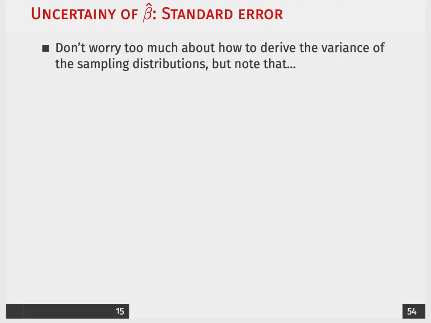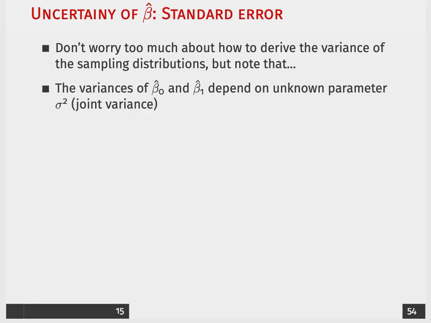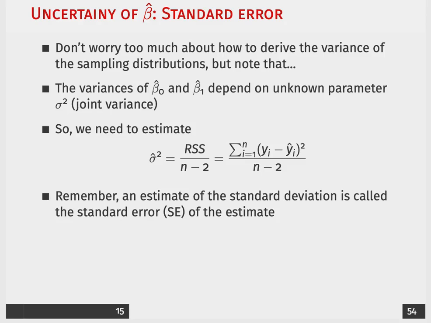I'm not going to get into too much detail as to how those are constructed right now, because again, don't worry too much about how we're deriving the variance, but do note that both the variance of the intercept and the slope depend on one unknown parameter, and that's the joint variance. So we also need to have some sort of estimate of that as well. And if you remember back to last module, we talked about what the residual sum of squares is. If you remember that formula, we'll have an estimate then of the standard deviation, which, if you remember back to a couple of modules ago, we'll call the standard error of the estimate. So when you actually look at a regression table, you see the standard error of the estimated beta coefficient in the parentheses.